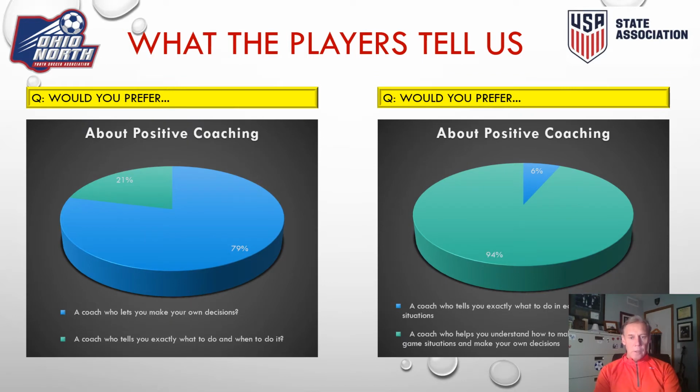These two slides relate basically to the same coaching method. Are we going to let them make their own decisions, and are we going to tell them exactly what to do? In the first slide, they clearly want to be able to make their own decisions, and in the second slide, they want help on processing the game. So how does the game work? What are they supposed to look for when they're playing so that they can make better decisions? But ultimately, they want to make their own choices.